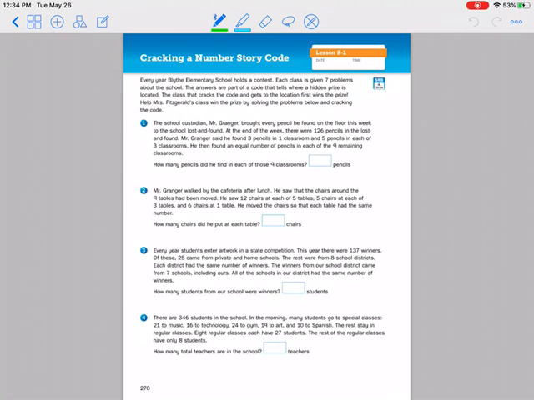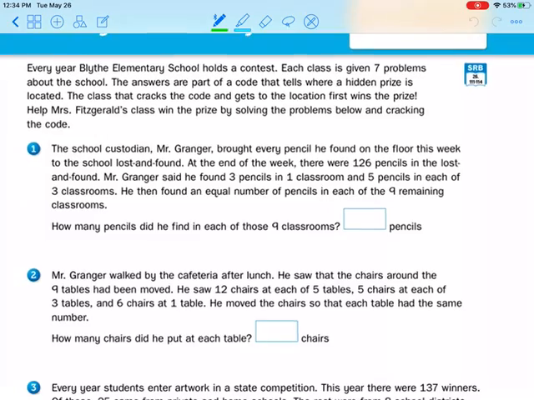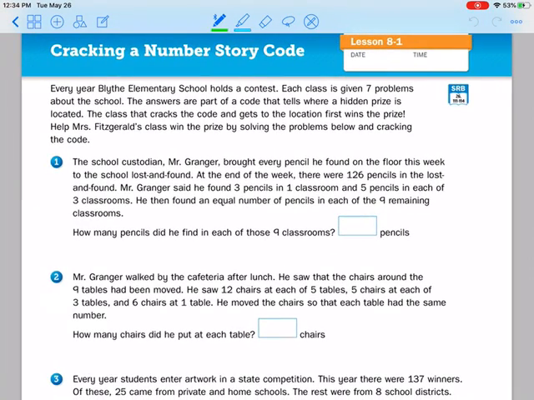Okay, here are the math journal pages for lesson 8-1. As you can see, there are two sets of journal pages with kind of lengthy questions, so I am going to split this up into two different videos. This is called Cracking a Number Code.